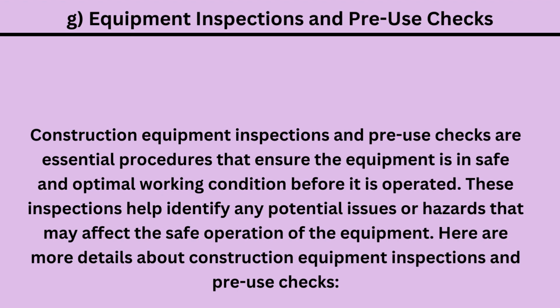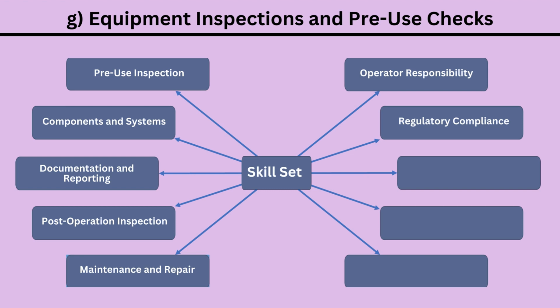G. Inspections and pre-use checks. Construction equipment inspections and pre-use checks are essential procedures that ensure the equipment is in safe and optimal working condition before it is operated. These inspections help identify any potential issues or hazards that may affect the safe operation of the equipment. Here are more details about construction equipment inspections and pre-use checks. 1. Pre-use inspection. 2. Components and systems. 3. Documentation and reporting. 4. Post-operation inspection. 5. Maintenance and repair. 6. Operator responsibility. 7. Regulatory compliance.